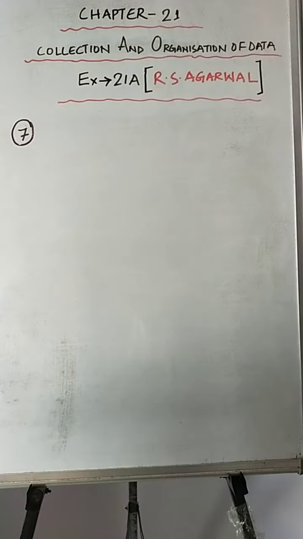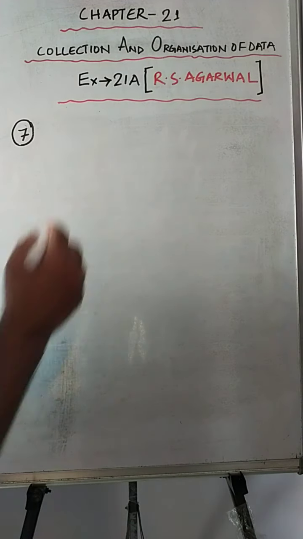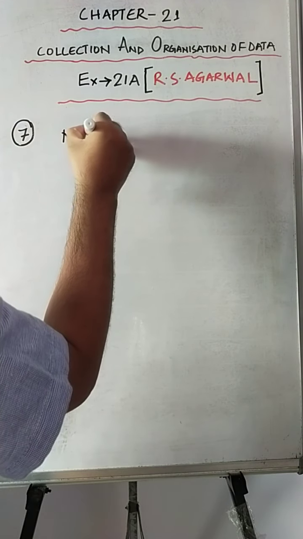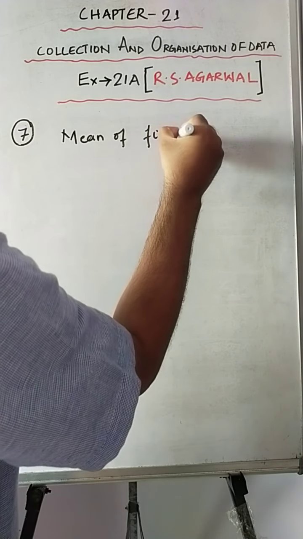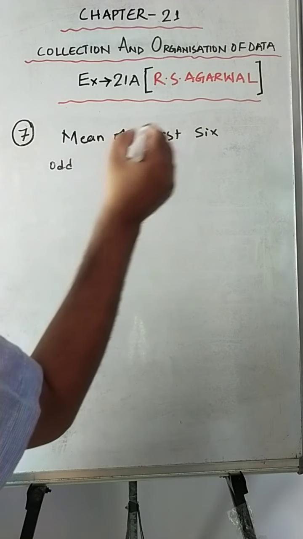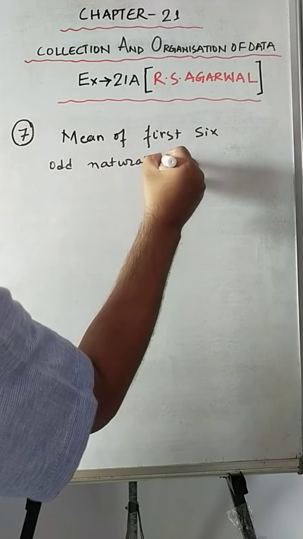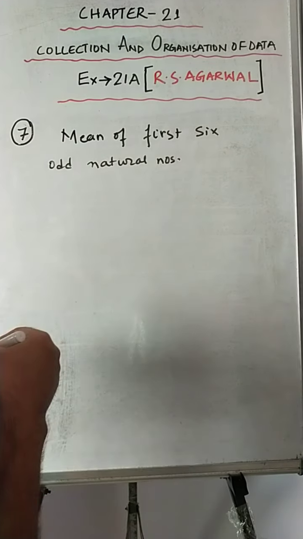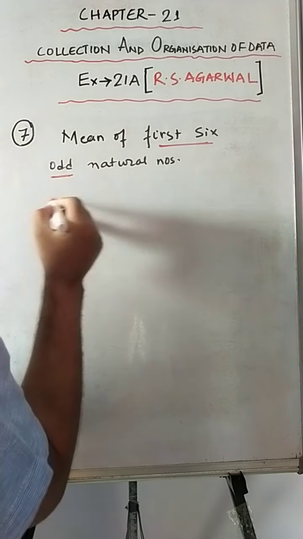So what is there in question number 7, boys? You have to find the mean of the first 6 odd natural numbers. See, first 6, and it should be odd numbers.